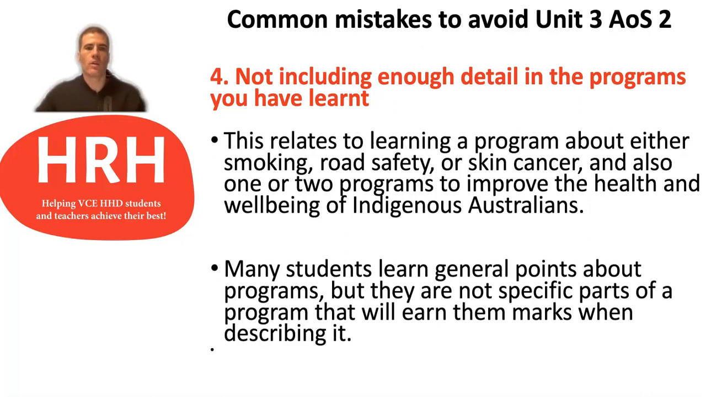So you'll probably know by now that you need to learn some different programs as part of Unit 3 AoS Study 2. So a program or two on your target area of focus for this AoS study. So that's going to be either smoking, road safety, or skin cancer. And then 1 or 2 programs on initiatives that are designed to improve Indigenous Australians' health and well-being. So I say 1 or 2 programs because I typically recommend to my students that 2 is probably best for each of your focus and Indigenous Australians initiatives.